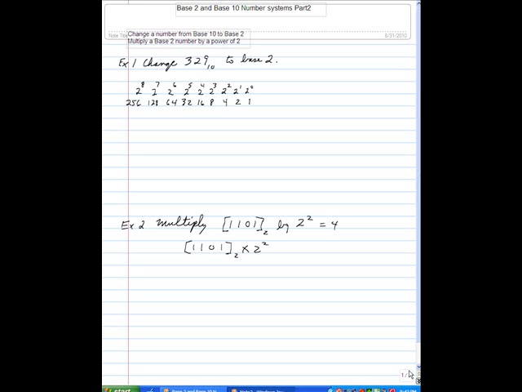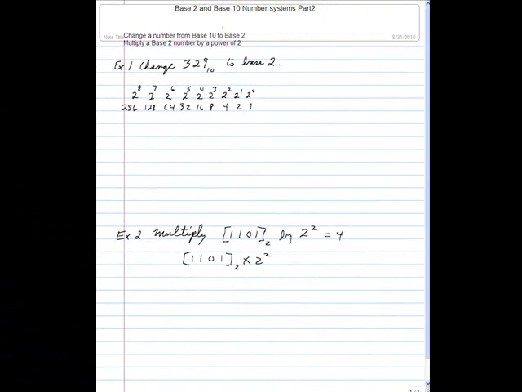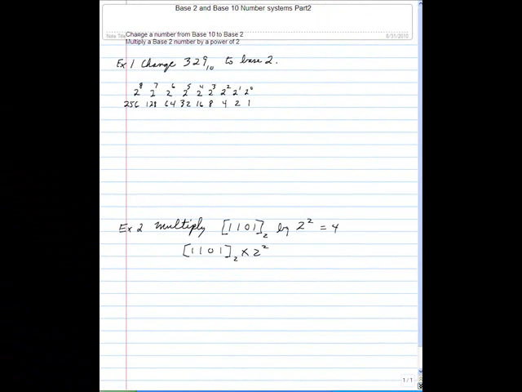Welcome to the follow-up podcast on Base 10 and Base 2 number systems. This is Base 10 and Base 2, Part 2. In this podcast, we want to be able to change a number from Base 10 to Base 2 and to multiply a Base 2 number by a power of 2. Let's begin by changing from Base 10 to Base 2.